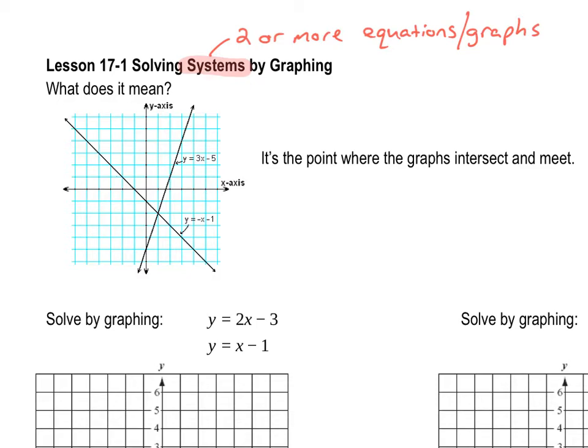What we have down here, our first example, is a graph of two different lines. This line is y equals negative x minus 1. The other equation is y equals 3x minus 5. You can double check their slope and y-intercept to make sure they're the correct equations. All right, so the first thing we have to remember is we're looking for where the graphs intersect and meet. That is a solution. So when you are finding a solution, you're looking for the point of intersection.